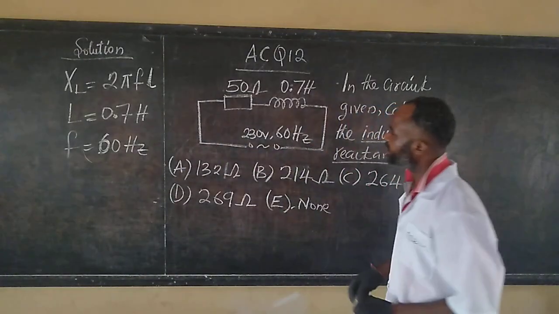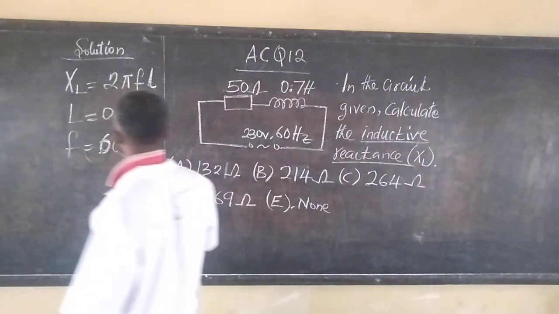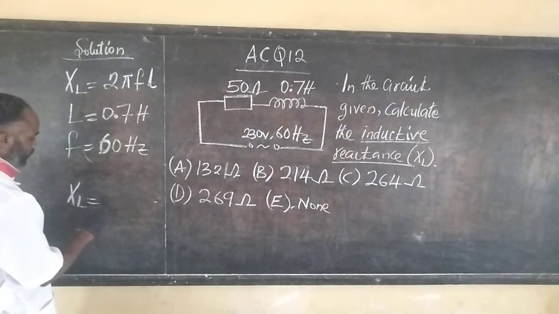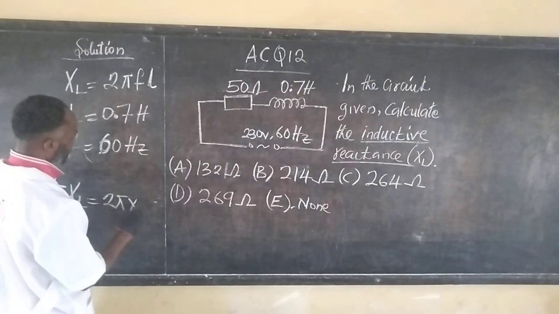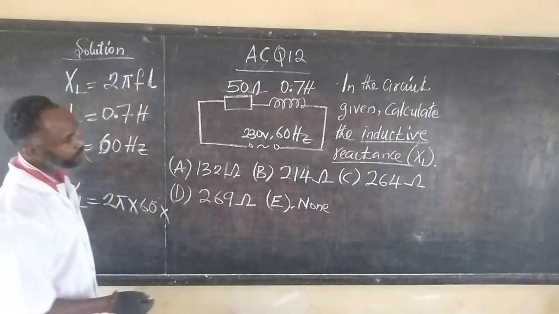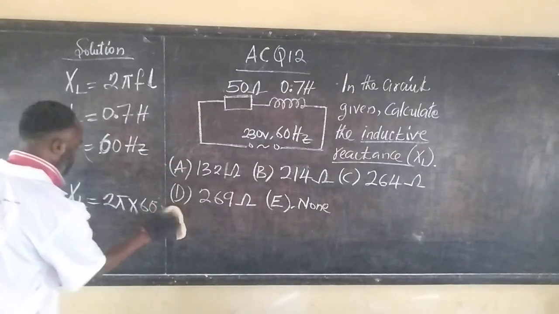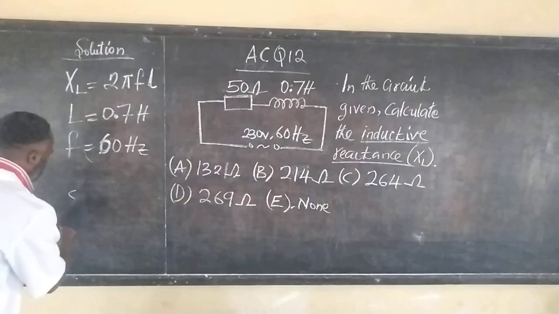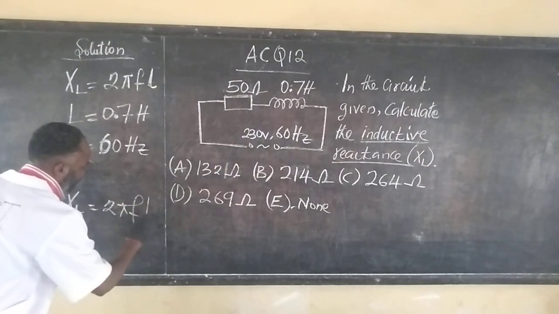So what do we need next? We don't need the voltage. So I think all we need is complete. We have F, we have L now, so we can substitute. XL is equal to 2 pi times frequency, 60 hertz, times L. If this place is too tight, we can do it on the other side. Let's just set the formula. We are going to substitute here: XL is equal to 2 pi FL, right?